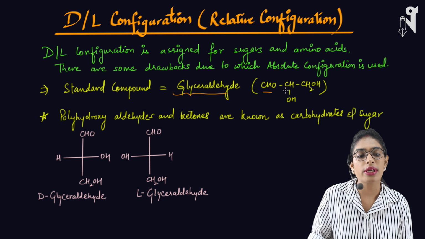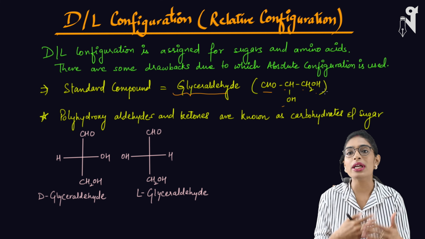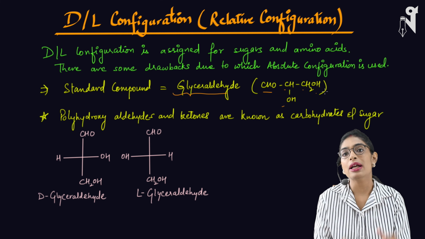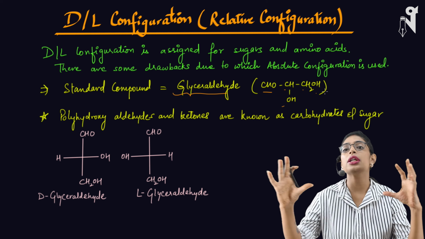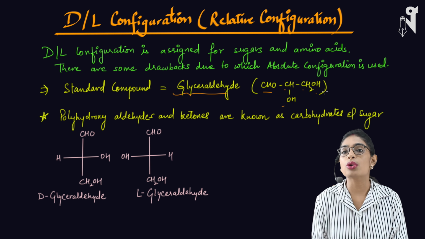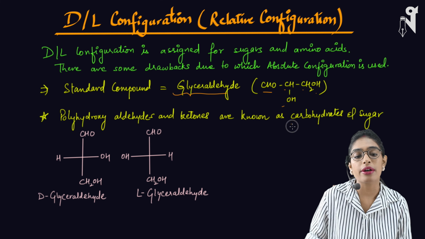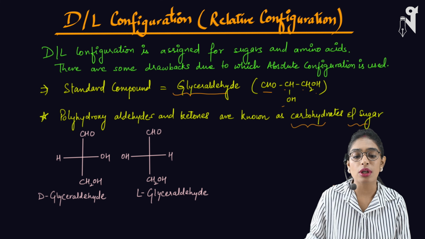CHO, CHOH, CH2OH. So basically it is a polyhydroxyaldehyde. It is the smallest polyhydroxyaldehyde. But if you have long-chain polyhydroxyaldehydes or ketones, these compounds are called carbohydrates or sugars. So now look at the structure of this molecule.